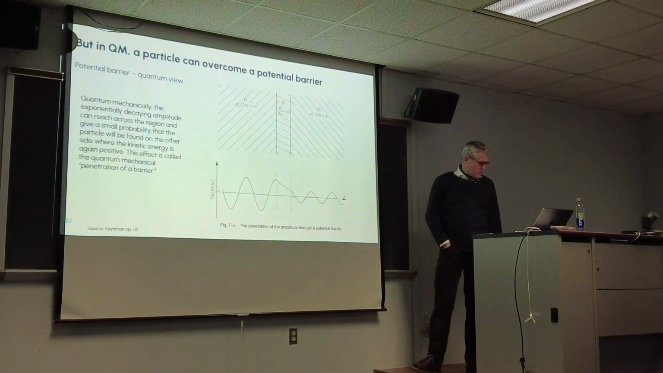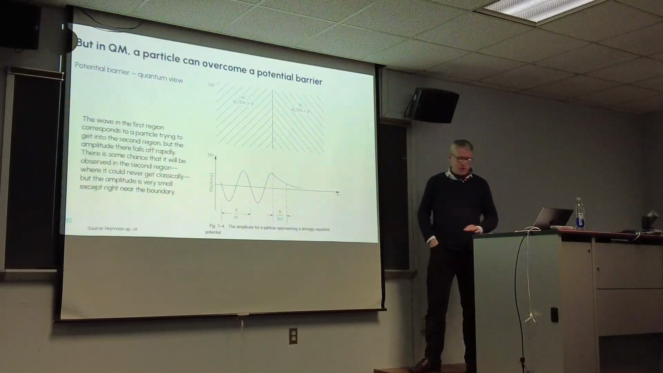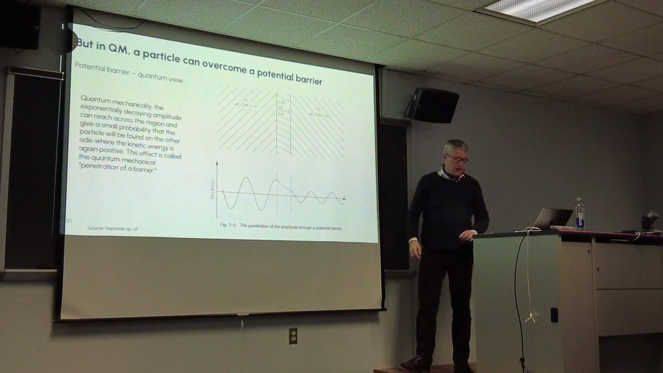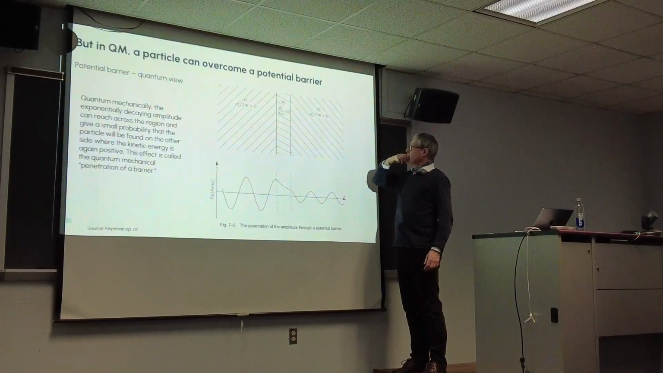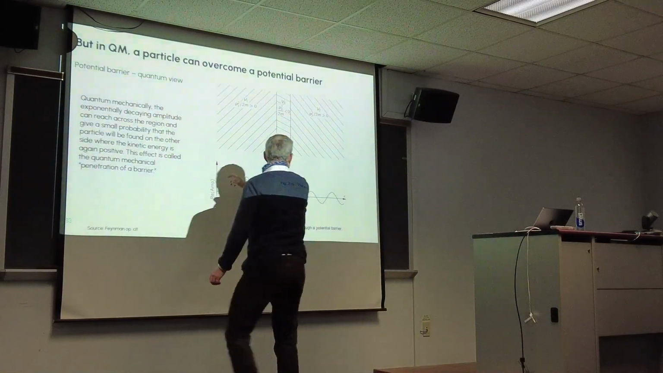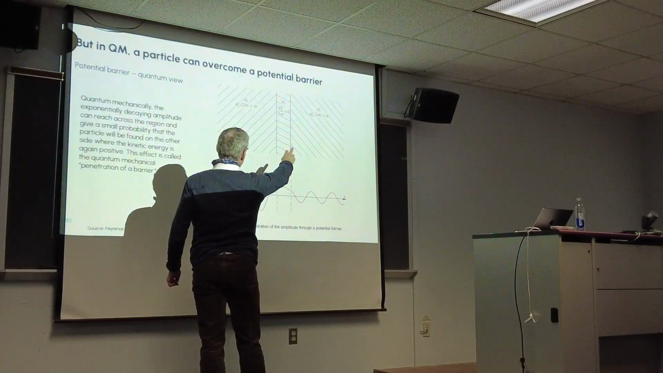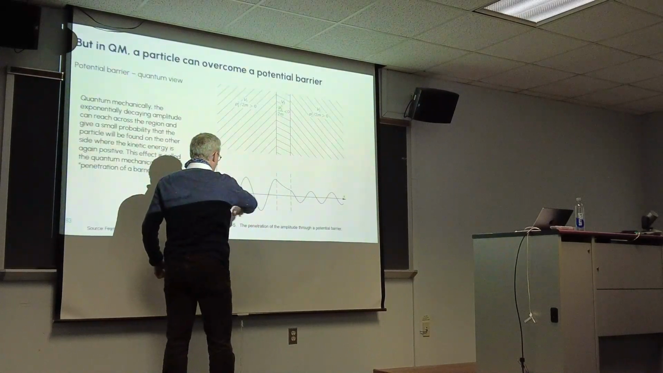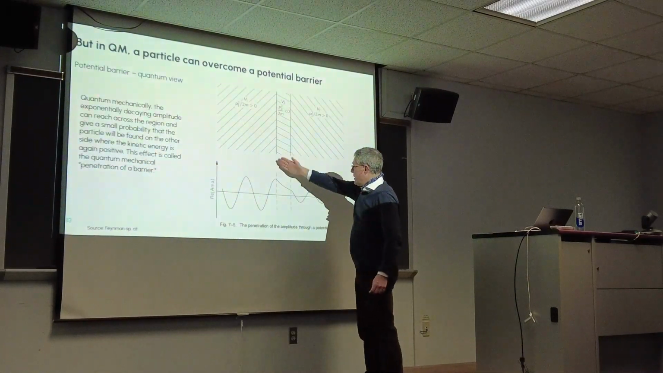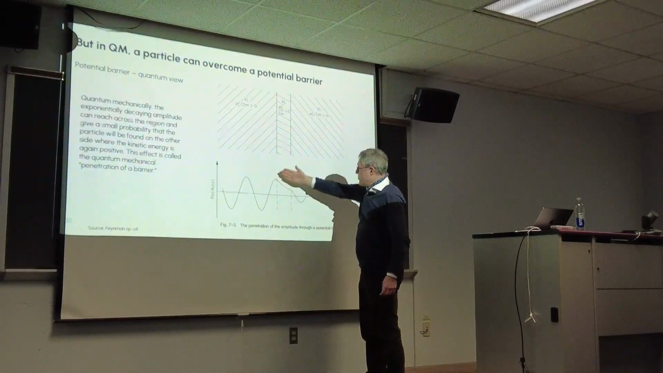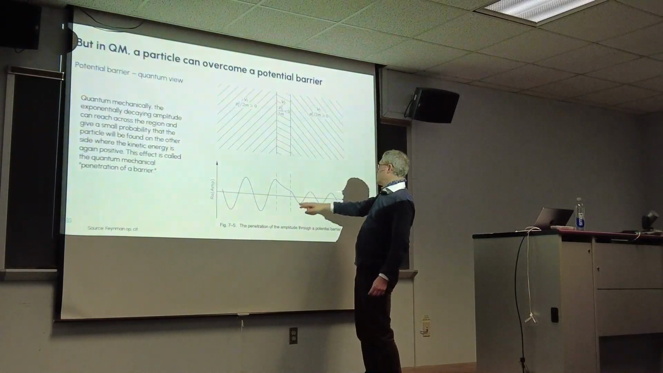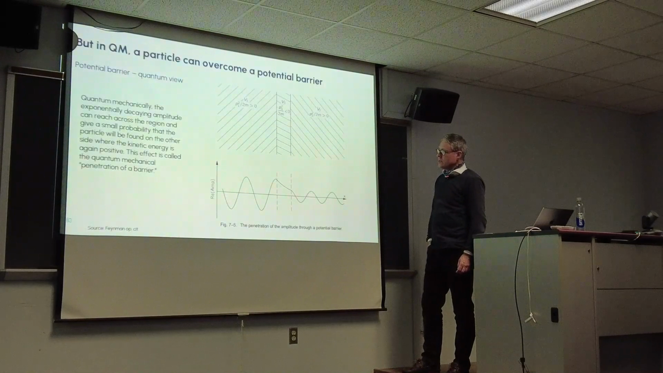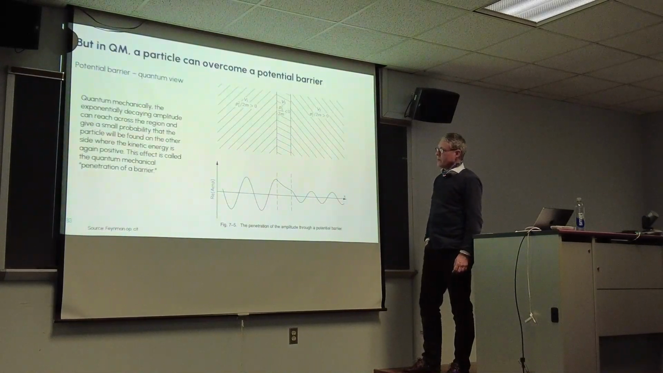Here we have a region of positive potential, we have the barrier, and here we have a region again of positive potential. V2 is now above zero, but as you see, it's above zero in both regions. Now the particle comes here. Here is a potential barrier where the amplitude of the particle drops, but it still has a chance to get into this region, and then here it will have a normal amplitude again. And this is called the quantum mechanical penetration of a potential barrier.